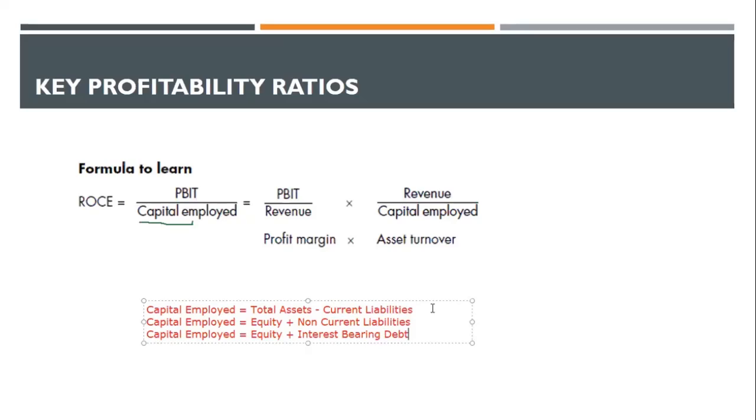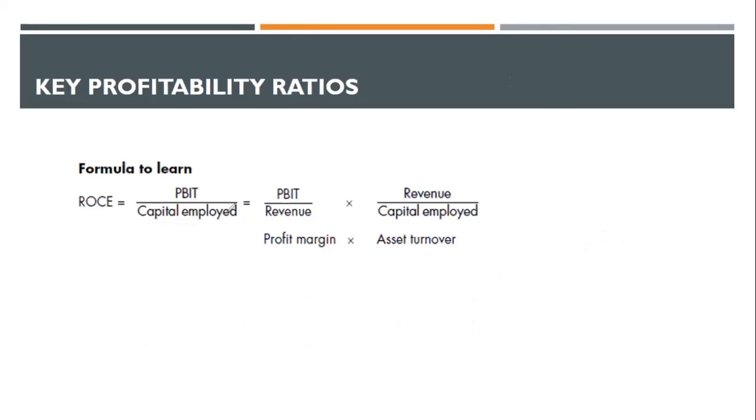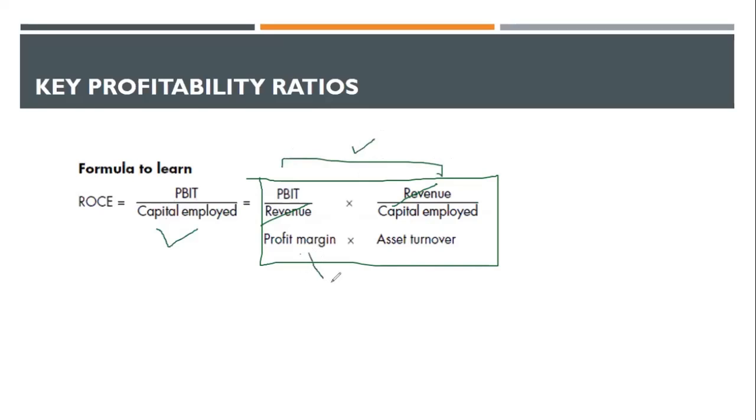Interest-bearing debt, these are non-current liabilities. Because on short-term liability, you don't pay debt interest. So this is your capital employed. And so ROCE, return on capital employed, is PBIT, profit before interest and taxes, divided by capital employed. Either you do it like this or you do it like this. They will give you the same thing, because here revenue will be cancelled out with each other and these two will remain. Or you can say this is actually profit margin, this is asset turnover. So you've got three ways, because it will depend on the scenario, what type of information they have given you.